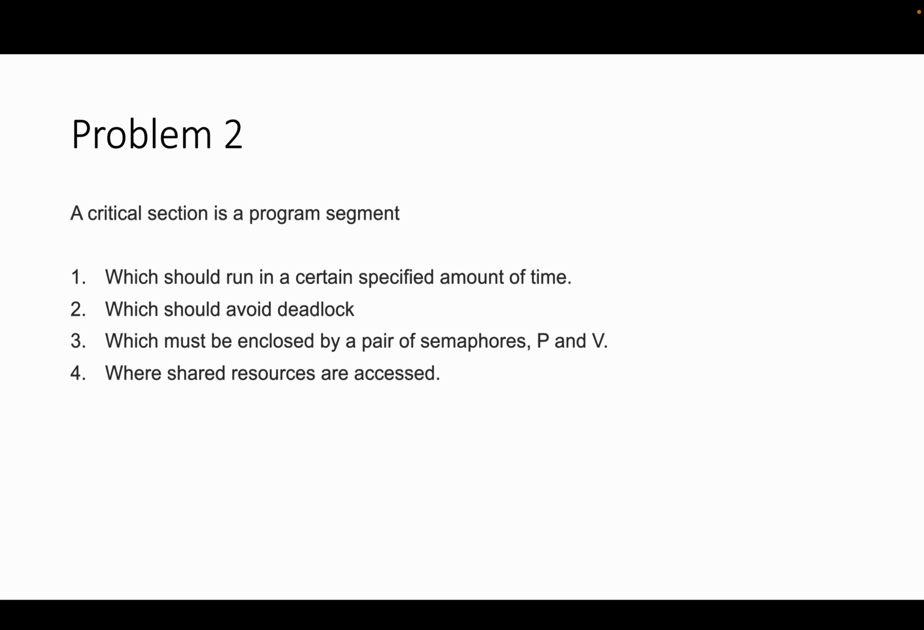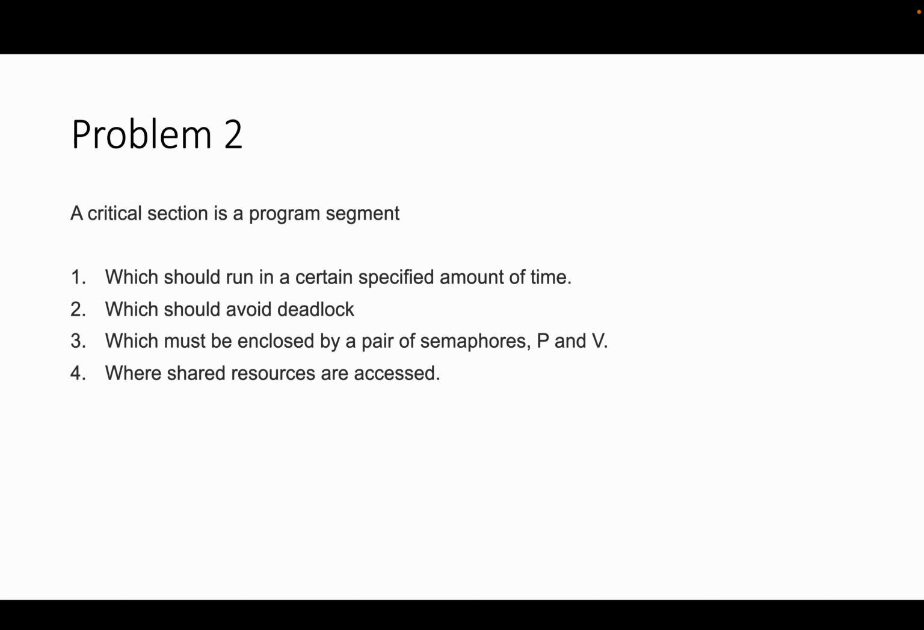Second, it should avoid deadlock. This is not the responsibility of the critical section to ensure that there is no deadlock. We need to have additional mechanisms to ensure that there is no deadlock. Third, it must be enclosed by a pair of semaphores P and V. So yes, we use semaphores for synchronization, but that is not required. It is not a requirement for a critical section.